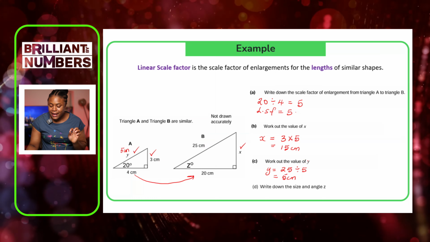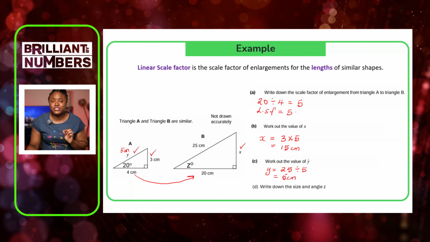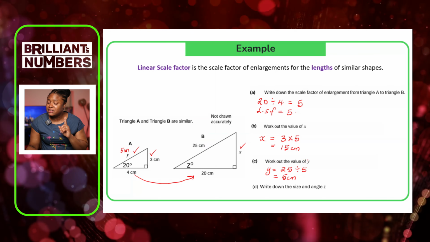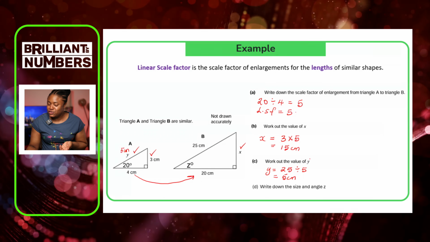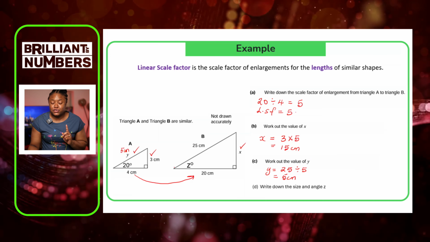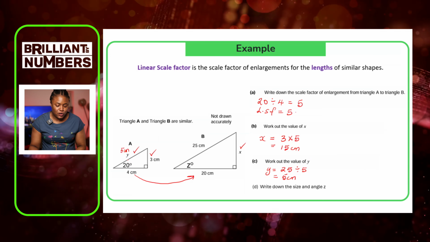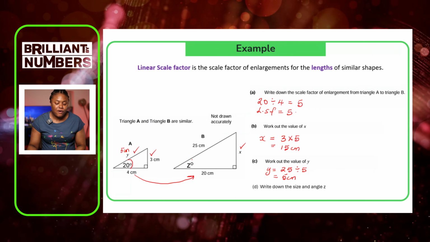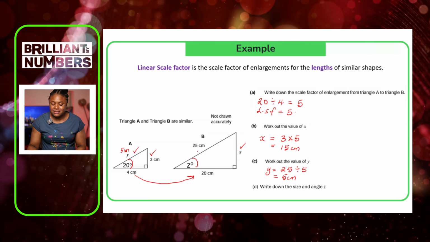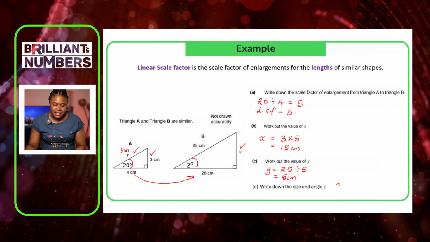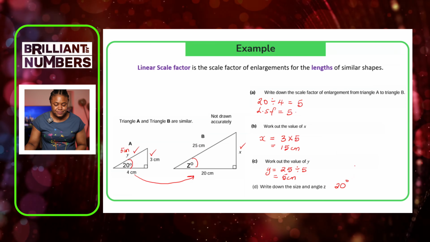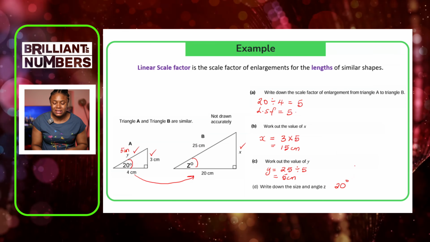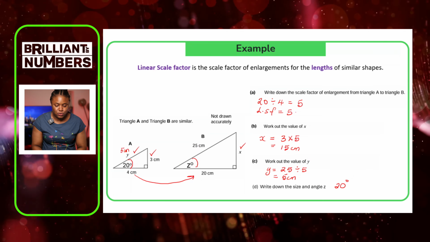Now, if you notice here, the language has changed in part D. It says write down, which means there's actually no calculation that we need to do. So remember, angles do not change. So therefore, the corresponding angle here to Z is 20 degrees. That means Z is also equal to 20 degrees. Very important to think about the language, write down.